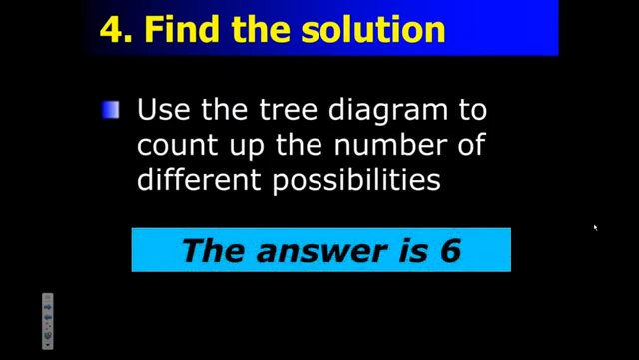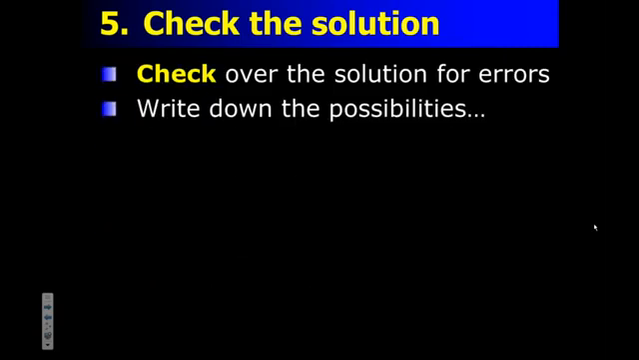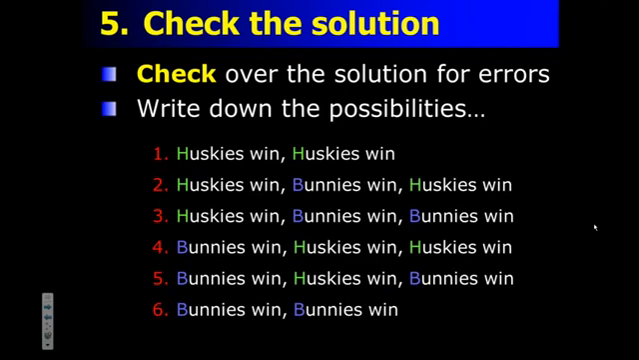Okay? In checking it, sometimes the way we solve problems is we actually do it a different way. So maybe I'm not going to use a tree this time. Maybe I'm just going to write them out. Write out the possibilities. Here they are. Huskies, Huskies, Huskies, Bunnies, Huskies, etc. That checks it for me. Yeah, there's 6 different ways to do this tournament.